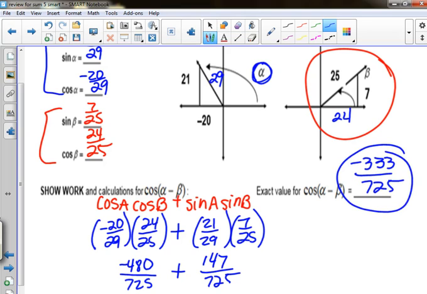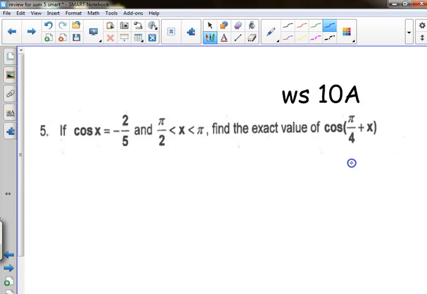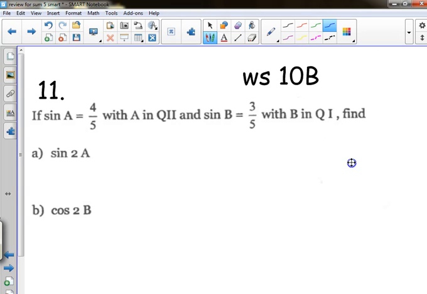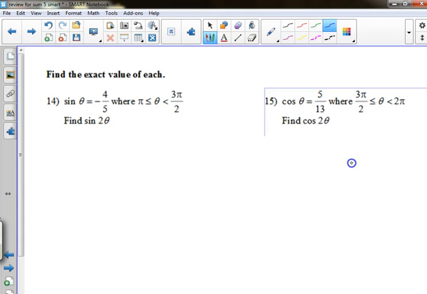It isn't that ugly on the quiz, but I just made one for the review that had bigger numbers. You got that? Okay. Last one. There's some more on 10A and B.